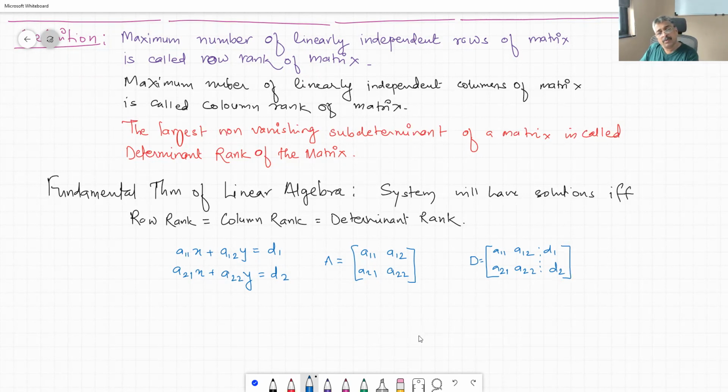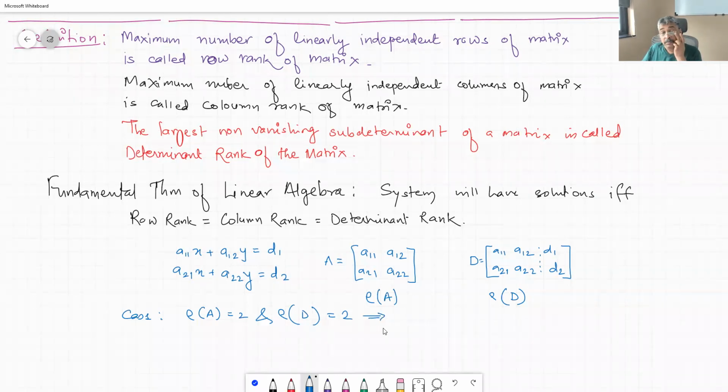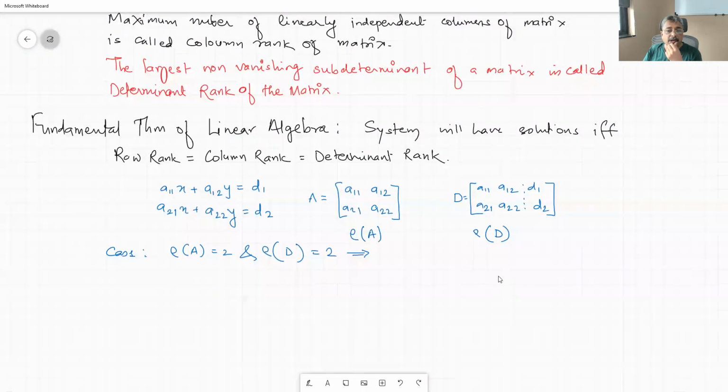Okay. Now, rank of A is denoted by rho of A. Rank of D is denoted by rho of D. Case 1. Rho of A is equal to 2 and rho of D is also equal to 2. What do you think will happen? This is case number 1. Is it difficult? Let us discuss the determinant rank. Determinant rank of A and determinant rank of D. Suppose both of them are 2, 2.